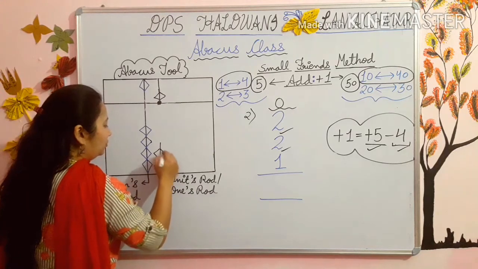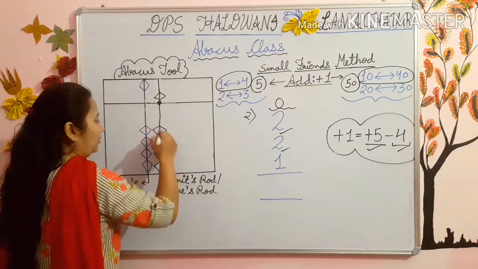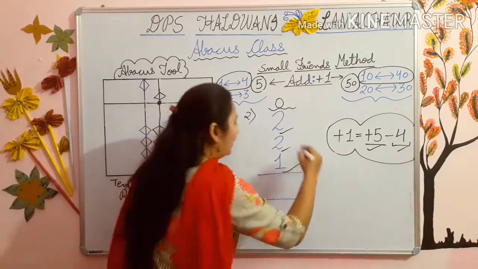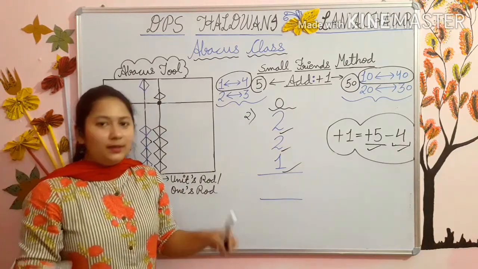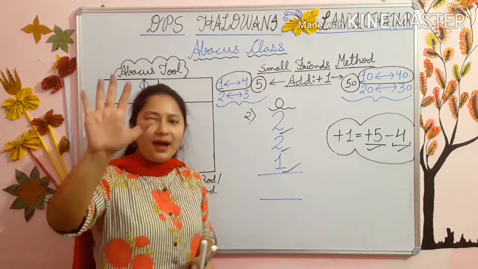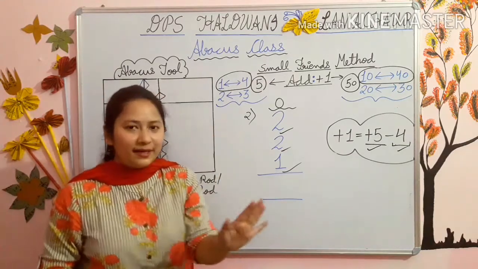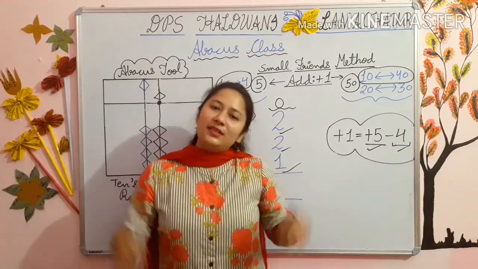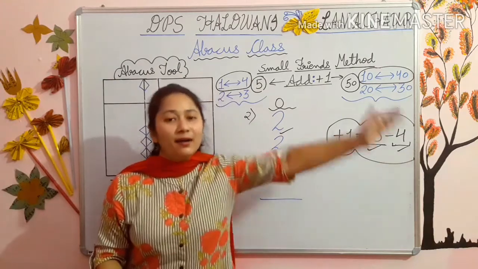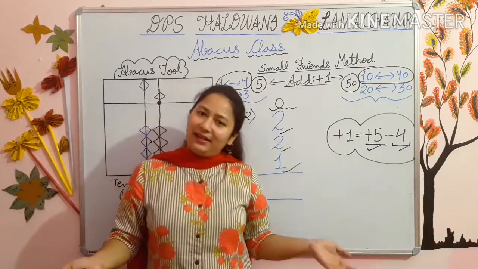1, 2, 3, 4. 4 beads down. And your 1 is added. Nothing you have to do. See, again I am repeating what we have done. We have added 5 and we have subtracted the friend. हमने 5 ऐड किया, फ्रेंड को सब्ट्रैक्ट किया. Just grasp it in your mind that we have to add 5 and we have to subtract the friend. Add 5, subtract the friend.